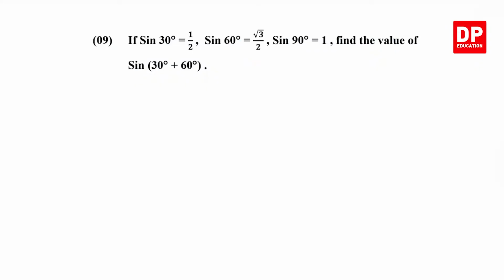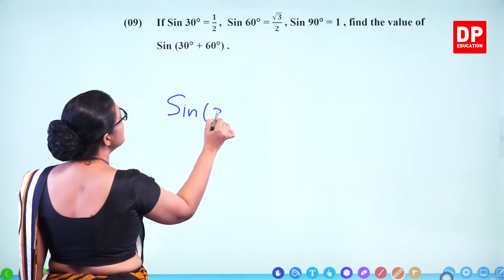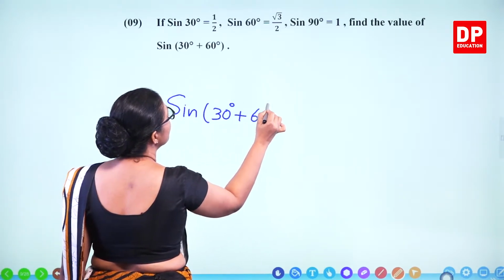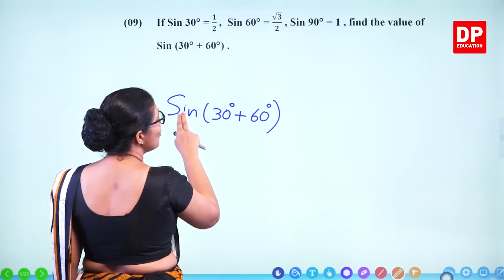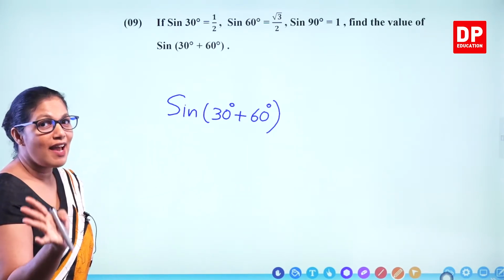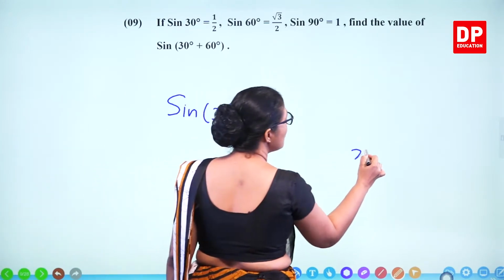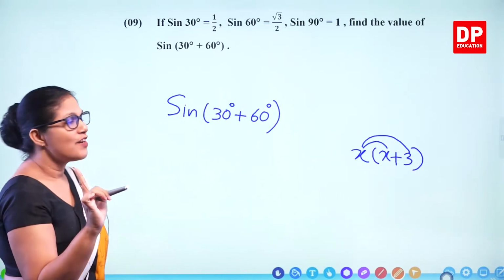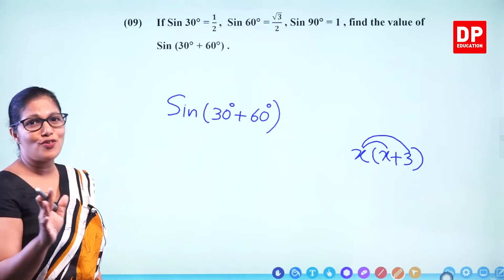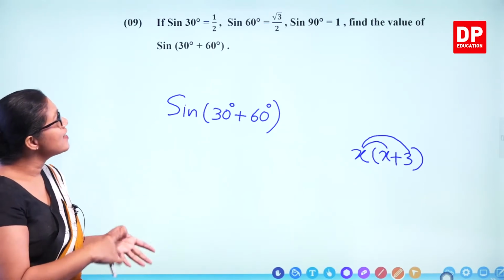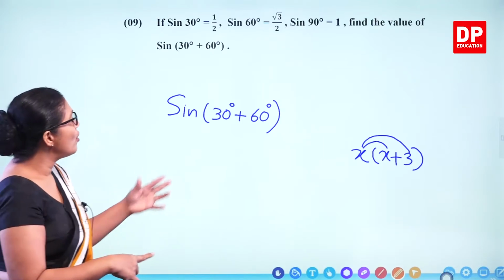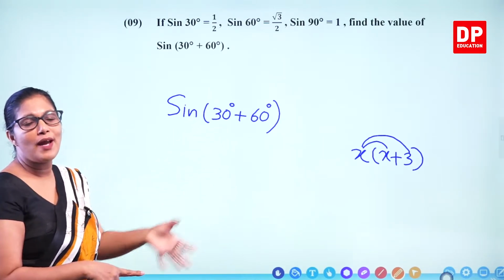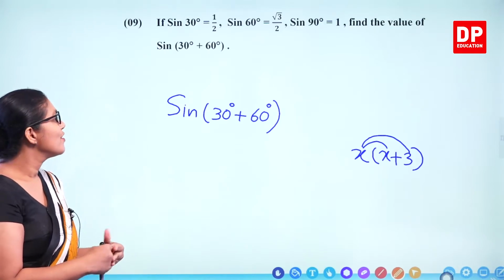Question number 9. Sin 30 is half. Sin 60 is root 3 over 2. Sin 90 is 1. Find the value of sin of 30 plus 60. You don't need to expand. So that's wrong. Not like algebraic expressions, x into x plus 3, you can multiply and write x squared plus 3x. In trigonometry, when you have sine ratios, you can't do that. Even though sin 30, sin 60 are given, don't try to substitute the sin 30 value and sin 60 value. That's wrong.